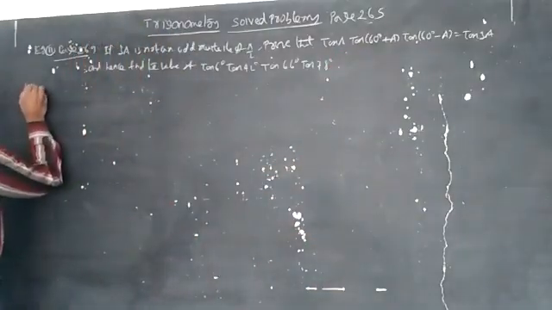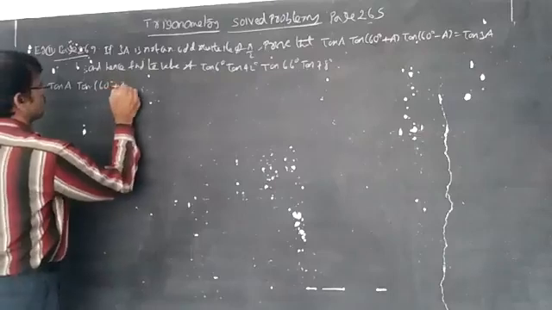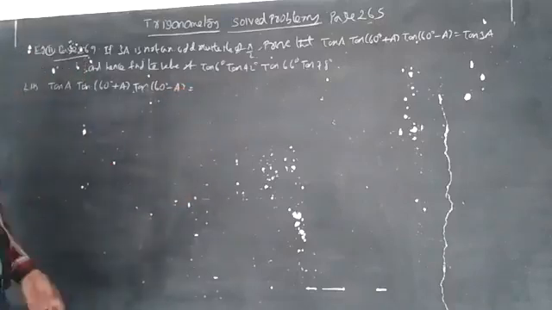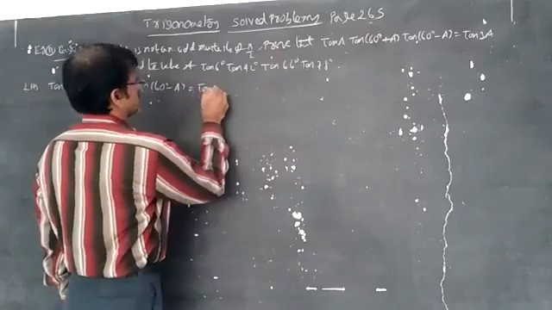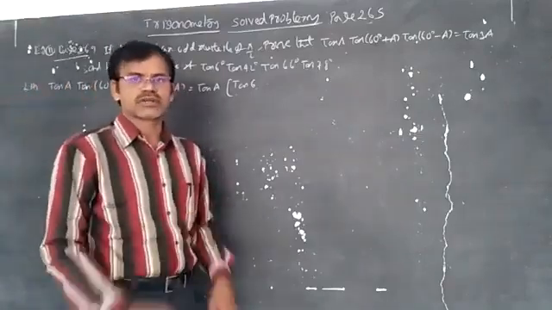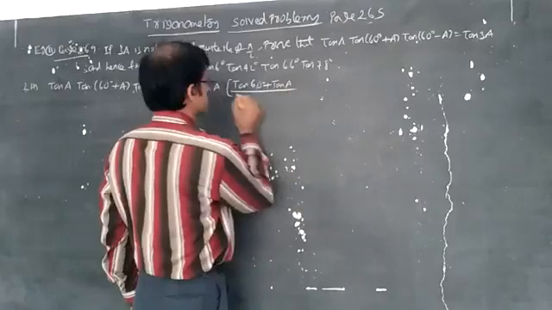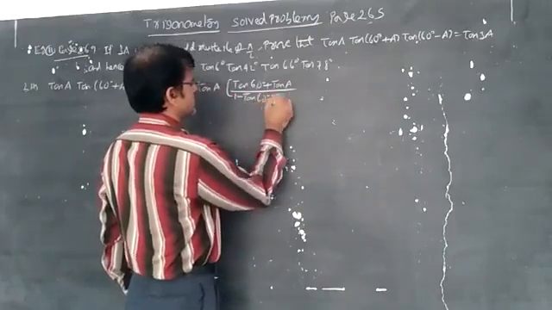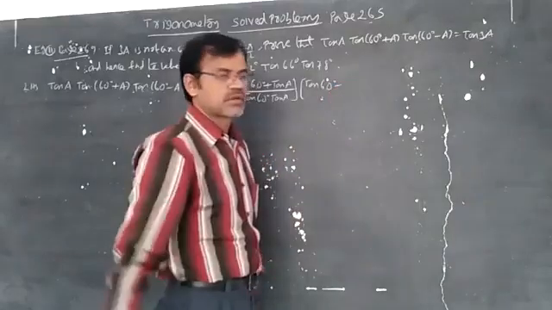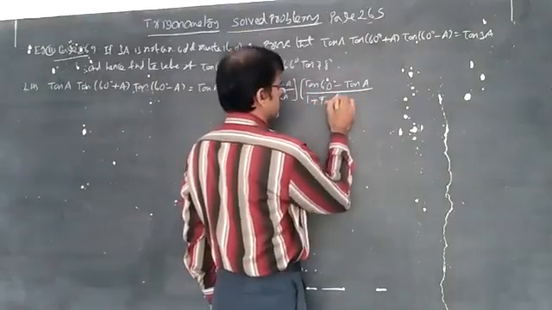Taking LHS, tan A into tan of 60 plus A into tan of 60 minus A. Tan 60 plus A can be written in the form of the tan of A plus B formula, tan A plus tan B by 1 minus tan A tan B. So it is tan 60 plus tan A by 1 minus tan 60 into tan A, into this one also in the form of tan 60 minus tan A by 1 plus tan 60 tan A.